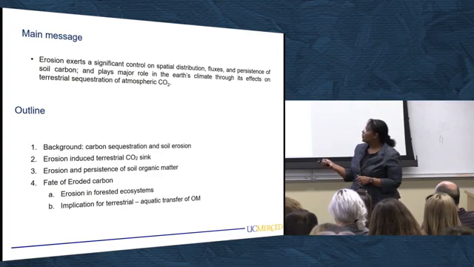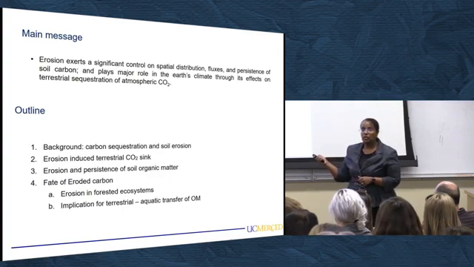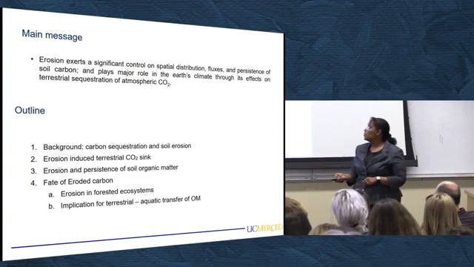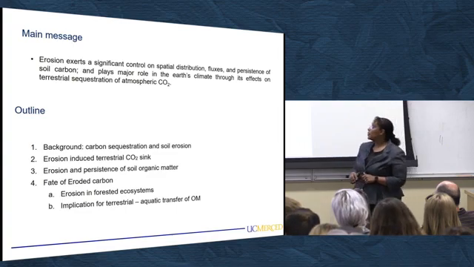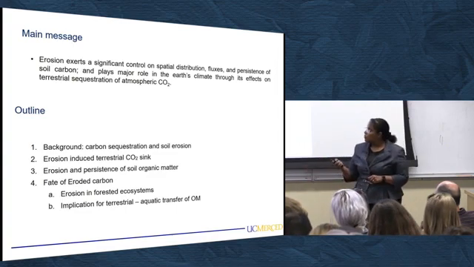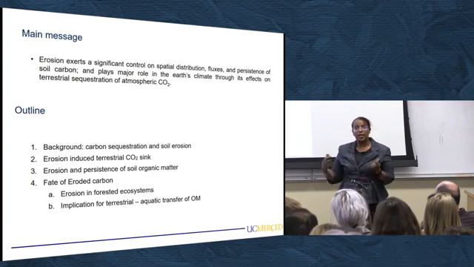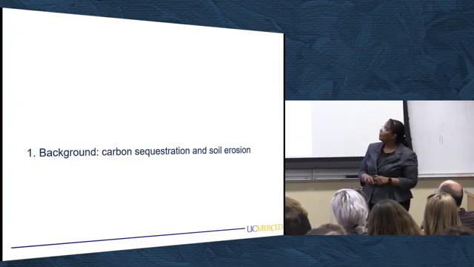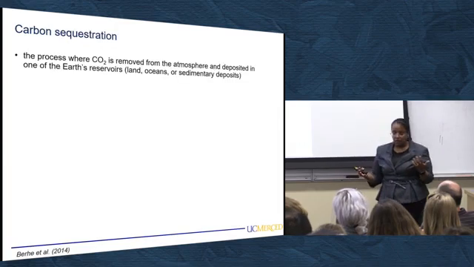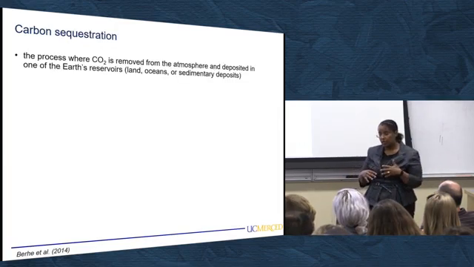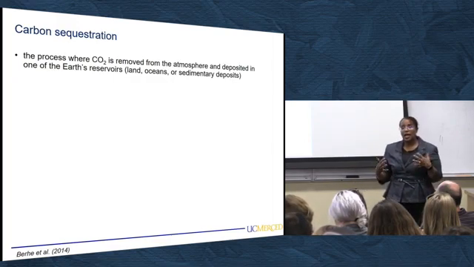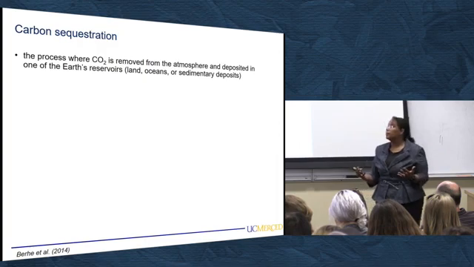To do that, I'll start with a little bit of background on both carbon sequestration and erosion, so we're all on the same page about how I'm thinking about this, and then move on to what we named the erosion-induced terrestrial carbon dioxide sink, and think about how erosion affects persistence of carbon and the fate of carbon that's eroded from soil. Okay. So the term carbon sequestration obviously refers to a combination of processes that lead to removal of CO2 from the atmosphere and its storage in a reservoir in the Earth system.